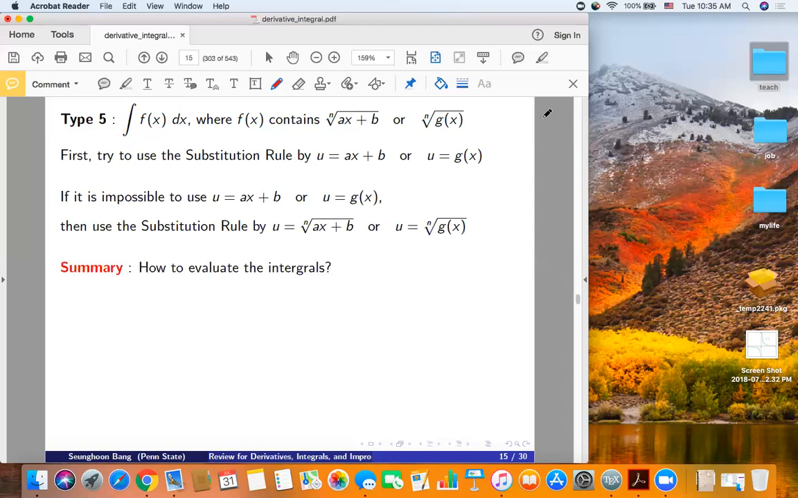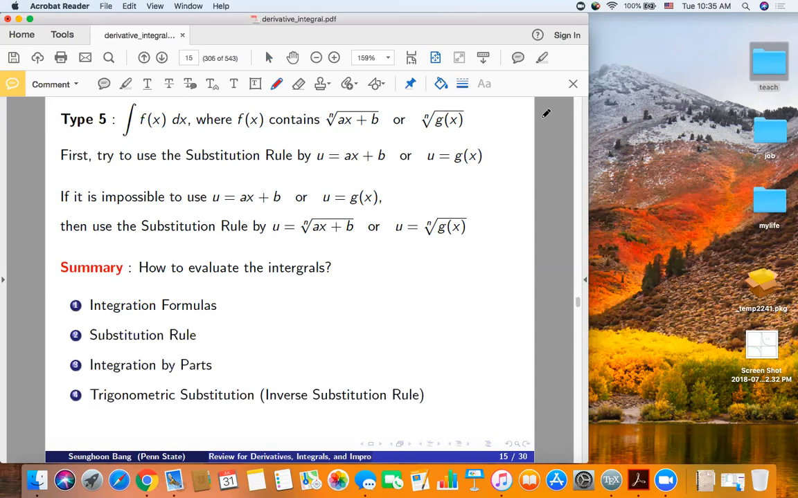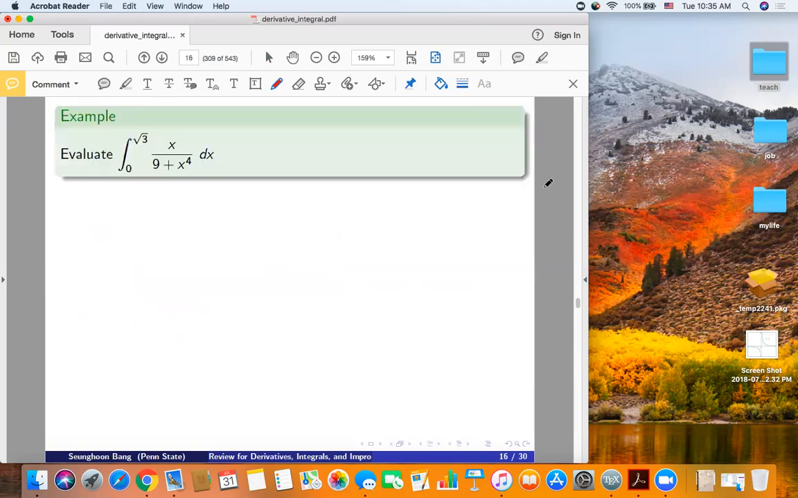The summary. How to evaluate the integral? We can use this idea. Integration formulas, substitution, integration by parts, trigonometric substitution, or partial fractions. We have 5 methods for solving integral problems. You can try. Here, let me see. Which method is possible for solving this problem?